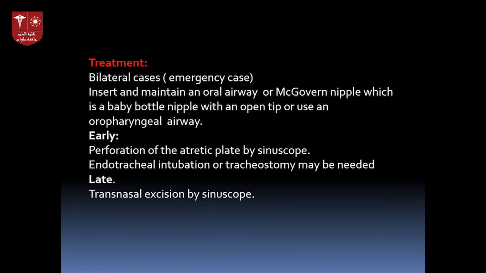How to treat choanal atresia? Bilateral cases, as we said, are an emergency. We have to maintain the airway using either a McGovern nipple, which is a baby bottle nipple with an open tip, or an oropharyngeal airway. Early, we do perforation of the atretic plate by sinuscope, and endotracheal intubation or tracheostomy may be needed in the first days of life.